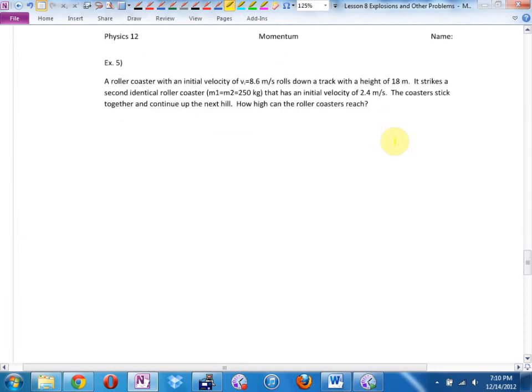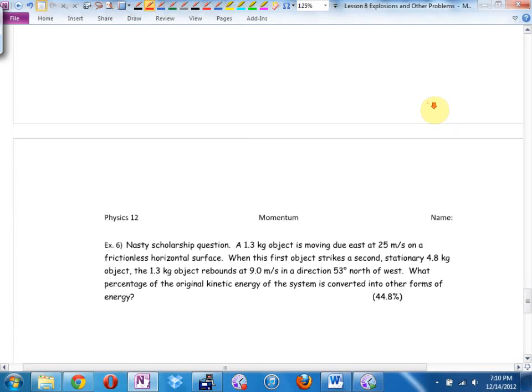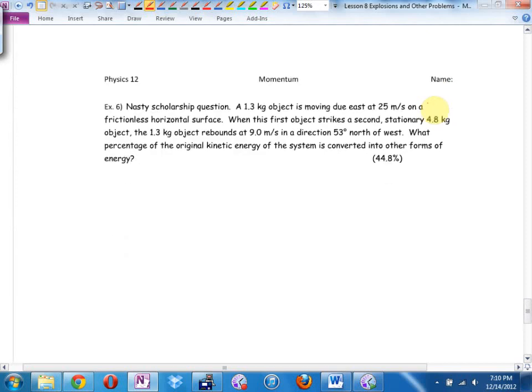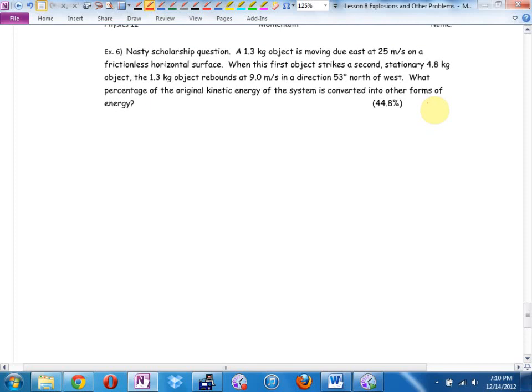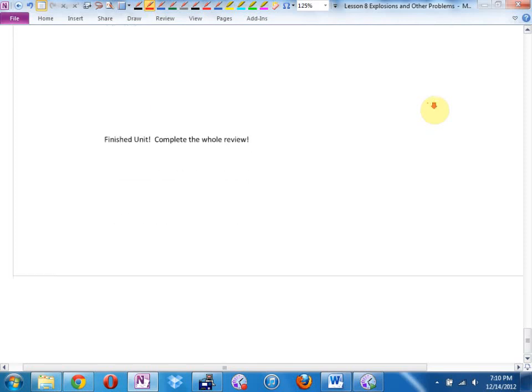Example 5, we have a roller coaster colliding. We've done one like this already. In fact, we did this question last lesson. I'm just noticing that it looks like when I typed this lesson up, I used a bunch of questions from my previous lesson and meant to change the numbers and forgot. Sorry. Anyways, we're going to skip example 5. We've looked at explosions. Here's a nasty scholarship question. I talked about this already, so you can skip it. We looked at this one last class.